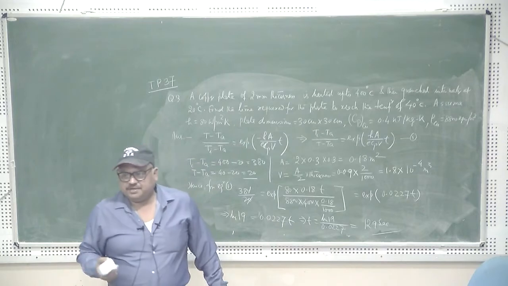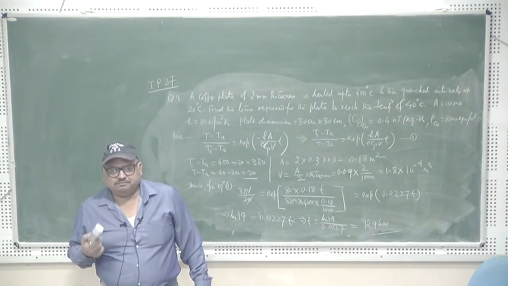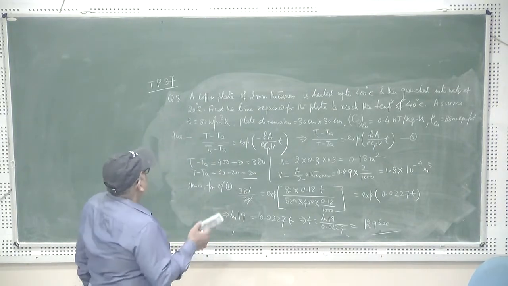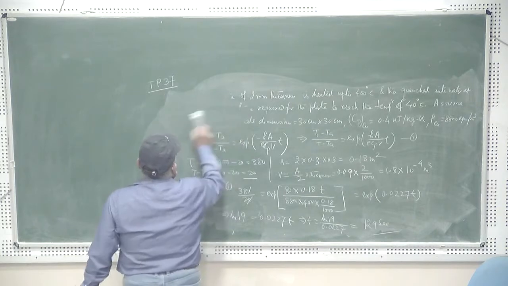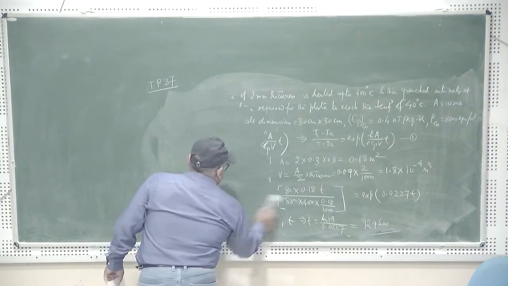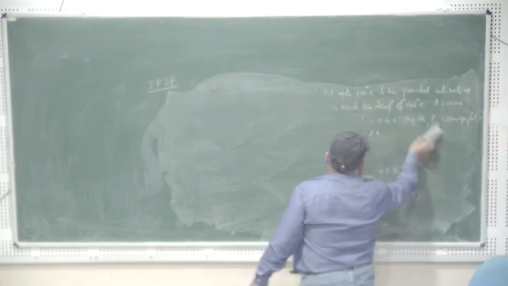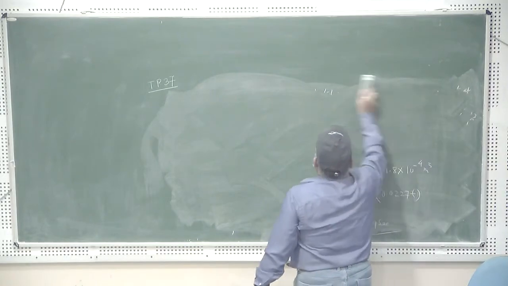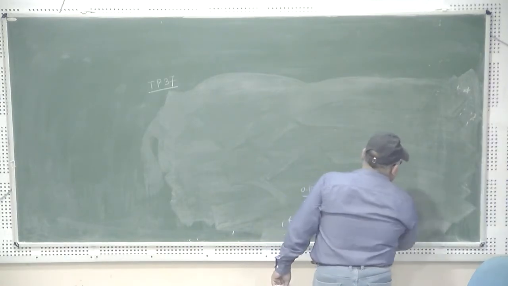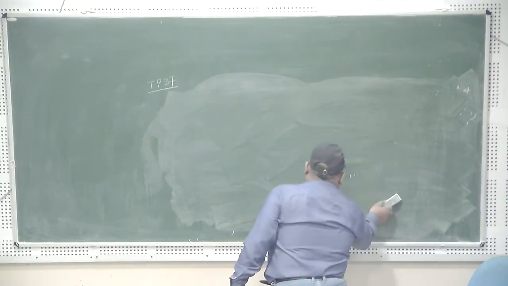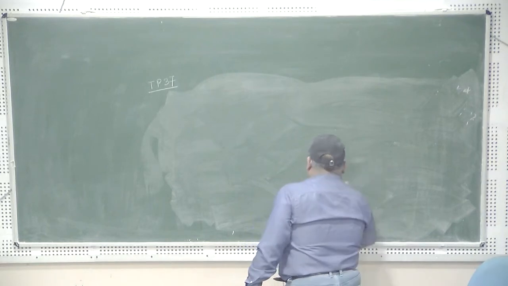The last problem is related with the Heisler diagram. So let us come to problem number 4, and this is the last problem, and this is the last portion of the class of your transport phenomena.